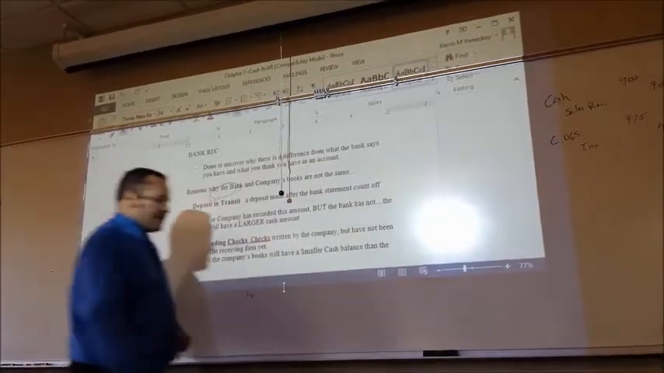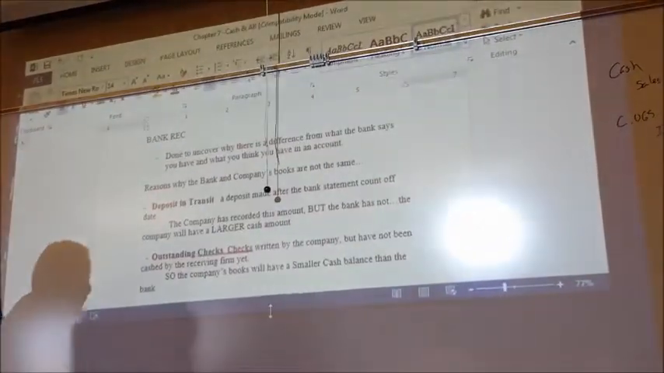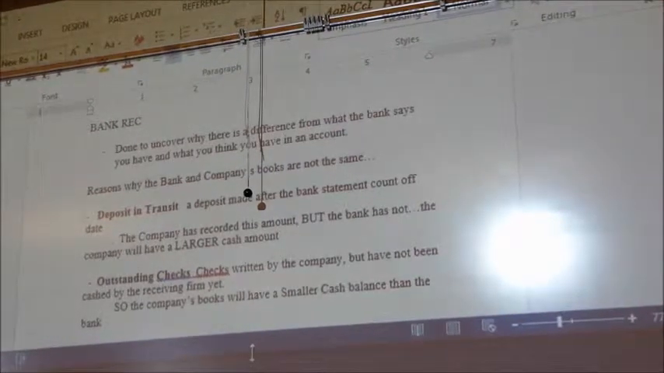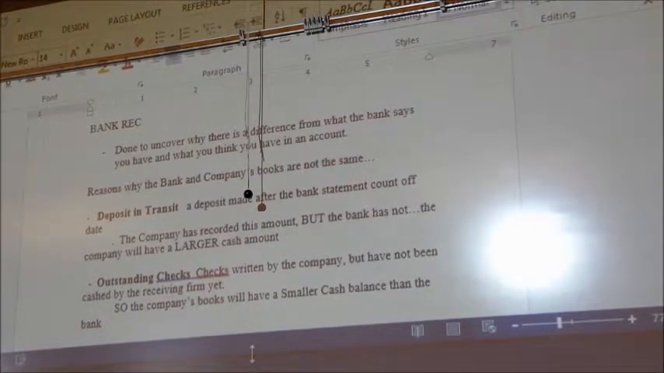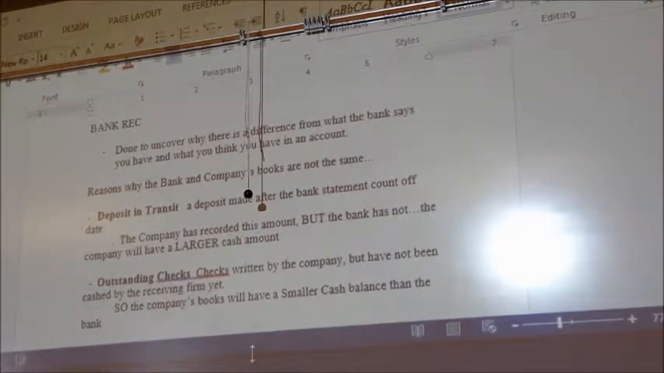Every time you get a bank statement, which is monthly, you want to look at your cash account and see if they look the same. It's basically a way to verify that you've written everything down right, and that the bank has written everything down right.